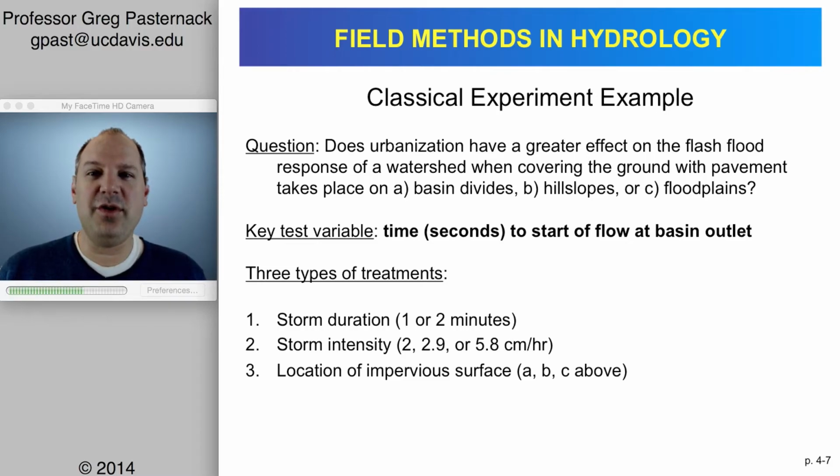Okay, so let me show you an example of a classical experiment. And we'll do this by asking a question: does urbanization have a greater effect on the flash flood response of a watershed when you cover the ground with pavement? And you can do that in one of three places. You could do the uppermost area of the divide and hill slope noses, the planar hill slopes, or the low floodplains adjacent to the stream network.